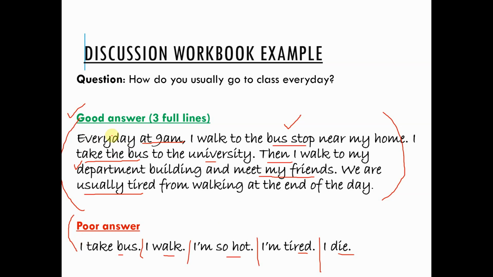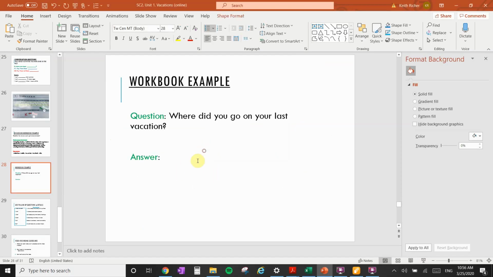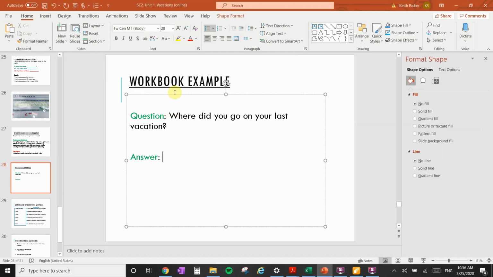All right, so now let's do one together. I'm going to have an example here. I'll go ahead and fill these in. So the question from the book, where did you go on your last vacation? All right, so I had my bad answer. Went to Vietnam. Where did you go on your last vacation? Vietnam. Boring. All right, so we have a full answer.